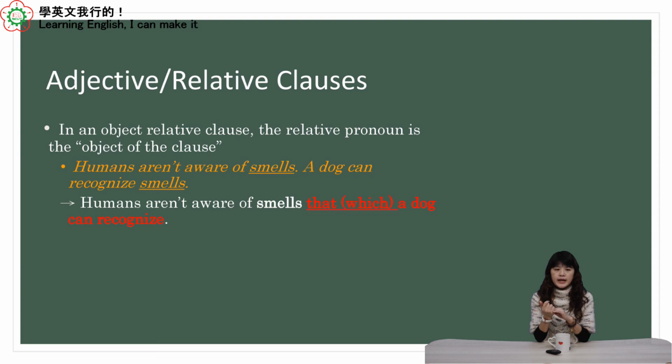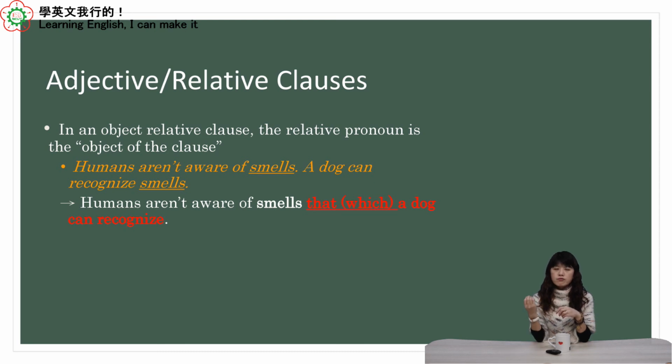Okay, so the example sentence I share with you is: humans aren't aware of smells. A dog can recognize smells. So here you are talking about the same object, which is smells. We want to put these two simple sentences together. We use: humans aren't aware of smells that or which a dog can recognize.